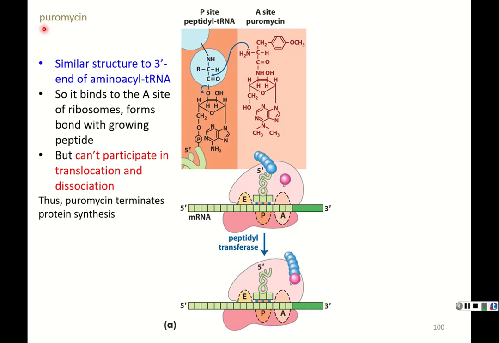Puromycin has a similar structure to the 3' end of the aminoacyl tRNA. So it binds in the A site of ribosomes and forms a bond with a growing peptide, but it can't participate in translocation and dissociation. So that's another way in which you can inhibit protein synthesis in bacterial cells and use it as an antibiotic.